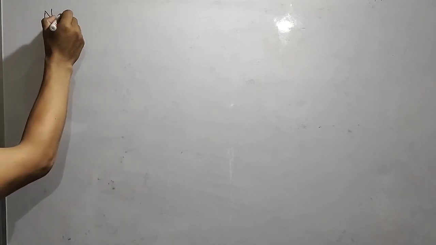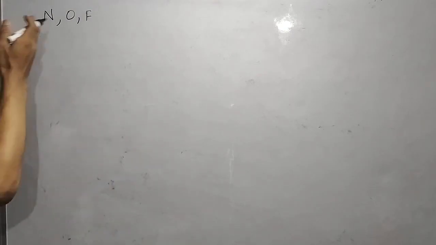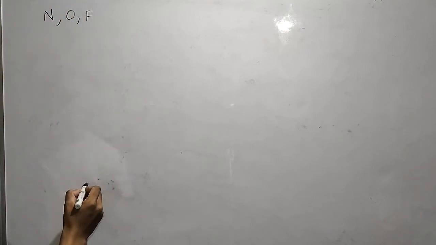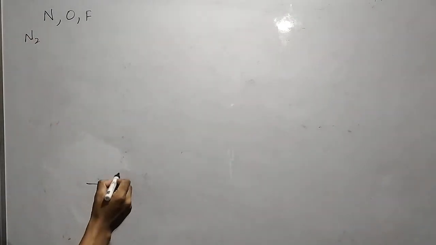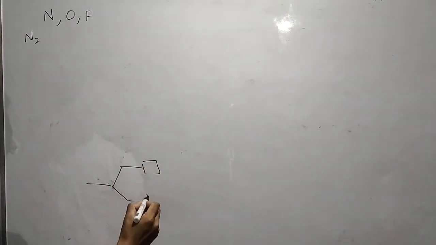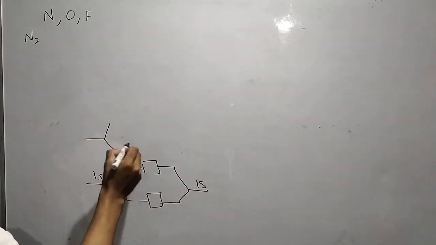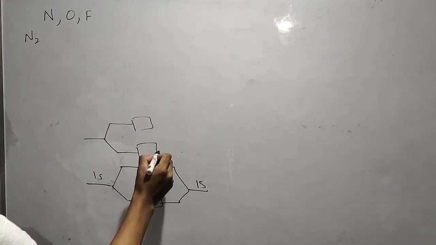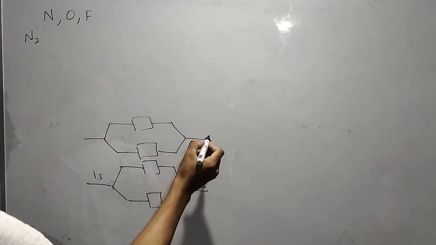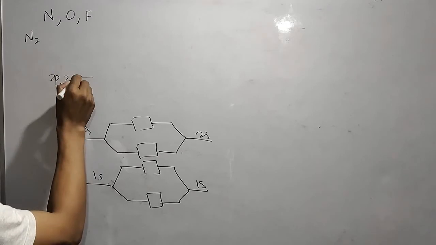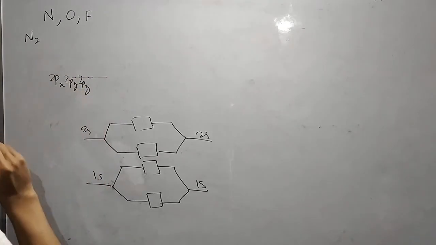Now the next one is for nitrogen, oxygen and fluorine. Here there will be a slight difference for nitrogen, oxygen and fluorine because of the energy difference. How we start is like this. Suppose it is N2. So this is 1s, then this is 2s, and here it will be 2px, 2py and 2pz, isn't it?